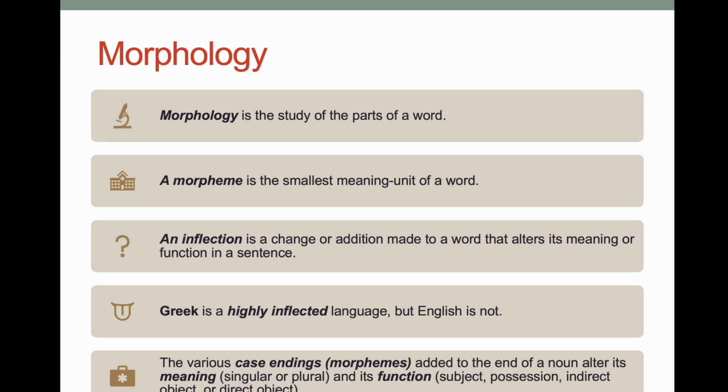So when we talk about morphology, we talk about a morpheme. A morpheme is the smallest meaning unit of a word. So it's the smallest bit of a word that adds some meaning to it.